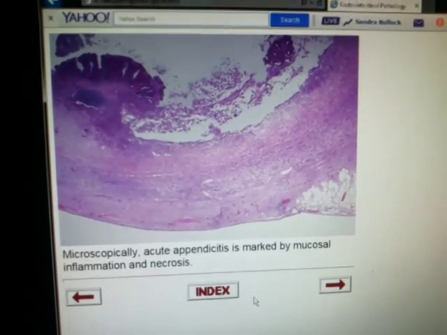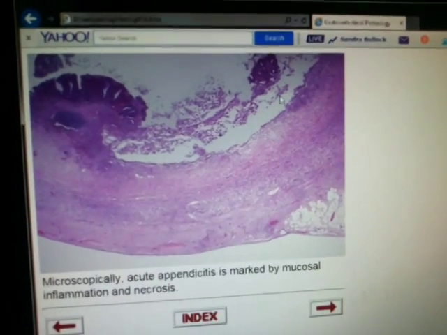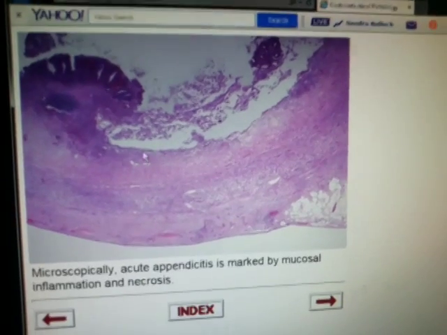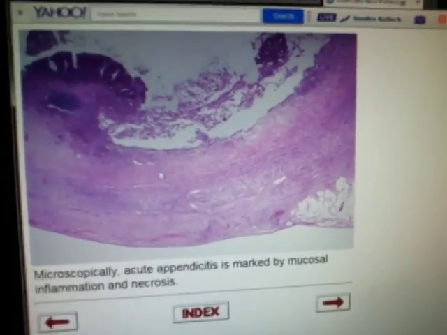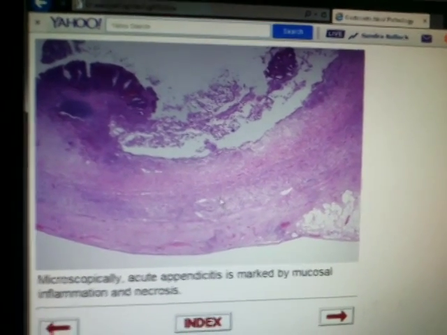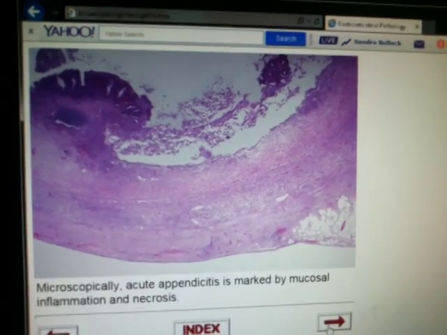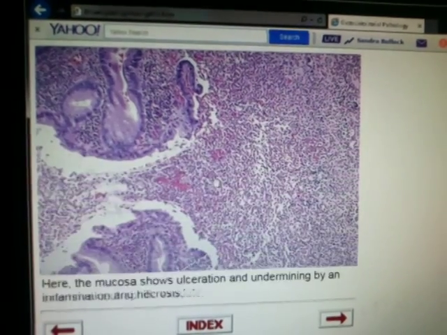This is a microscopic appearance of acute appendicitis. This is the normal mucosa here, while in this area we have sloughing or ulceration of the mucosa due to the inflammation, and the whole wall of the appendix is infiltrated by inflammatory cells, mainly acute inflammatory cells, which are neutrophils. This is the higher magnification.